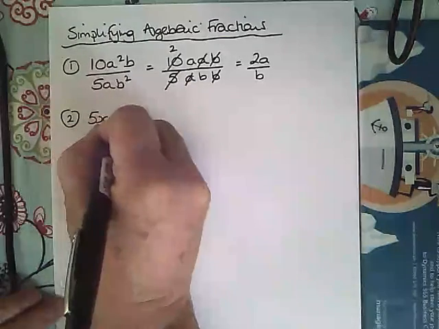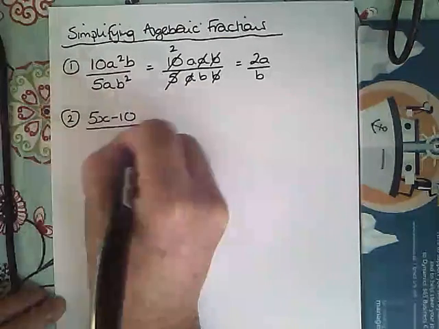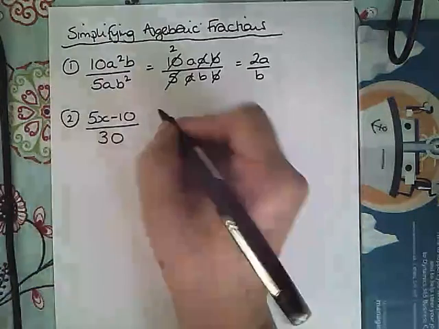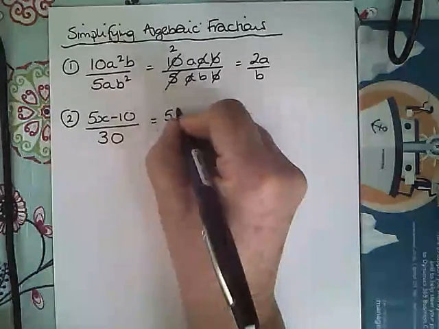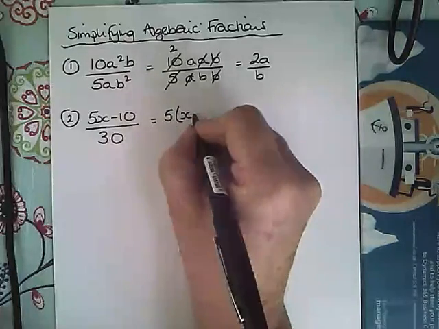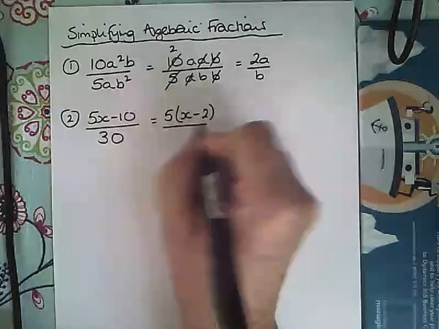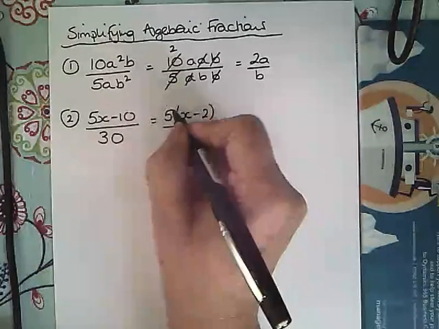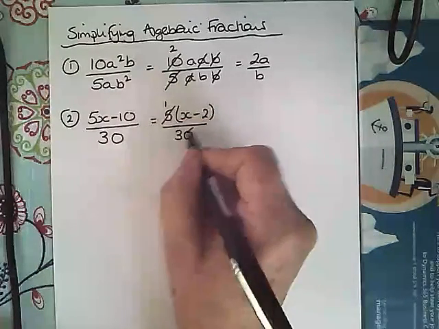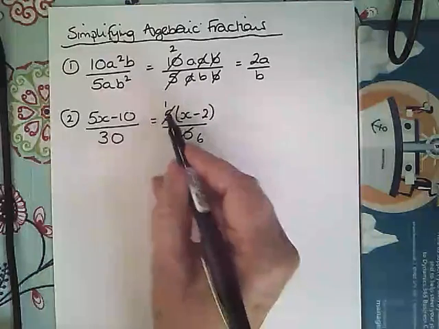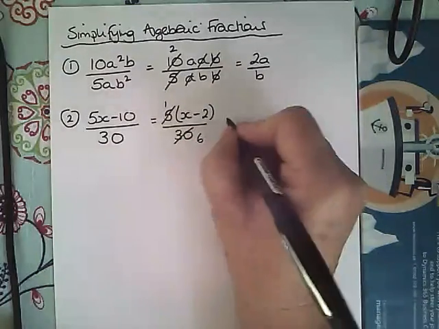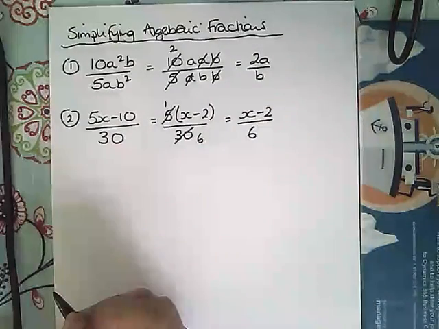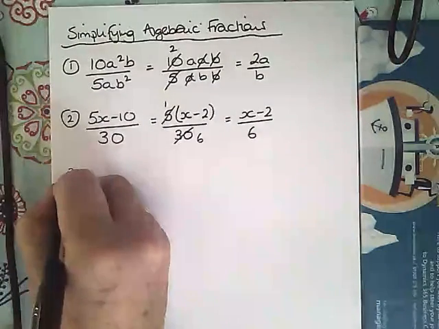5x minus 10 all over 30. I'm going to factorise the top. 5 goes into 5x, x times, and it goes into 10 twice, and that's over 30. 5 goes into 30 6 times, so we've got a 1 here and a 6 here. We don't normally do anything with the 1, so we would just leave that as x minus 2 all over 6. So have a look at another one.